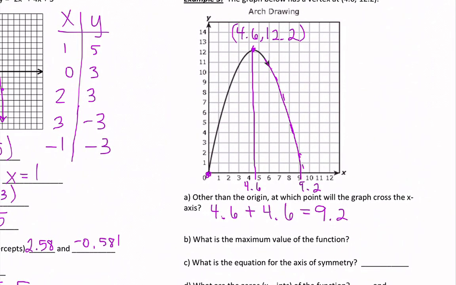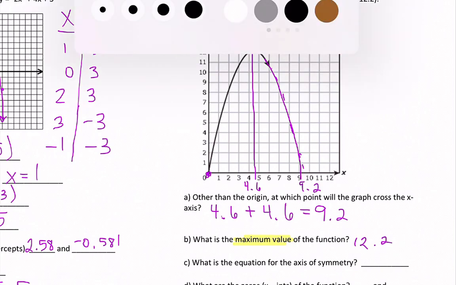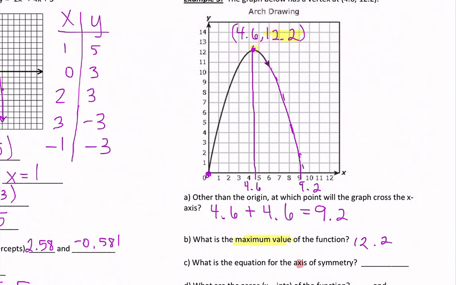Okay, this one is asking me for the maximum, which is the highest it goes. The highest it goes is this vertex right here. Remember, it's asking how high, which is the y value, so I know my maximum is 12.2. Okay, remember axis of symmetry is spelled with an x, so I'm going to put x equals. And I know that the axis of symmetry goes through the vertex, so I look at the x of my vertex, so x is equal to 4.6.